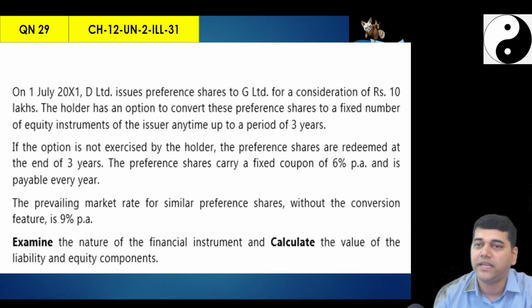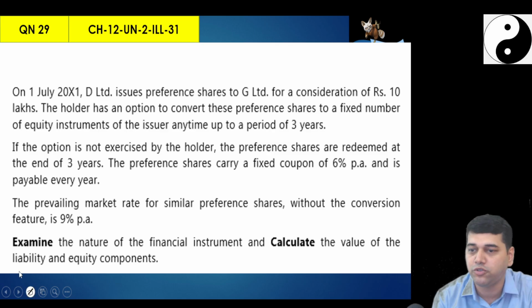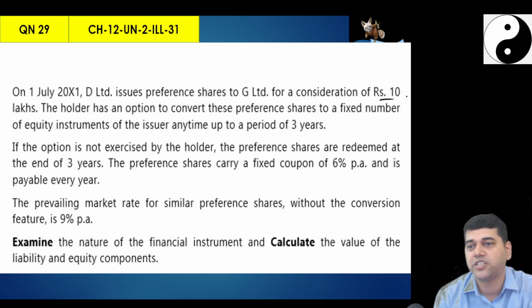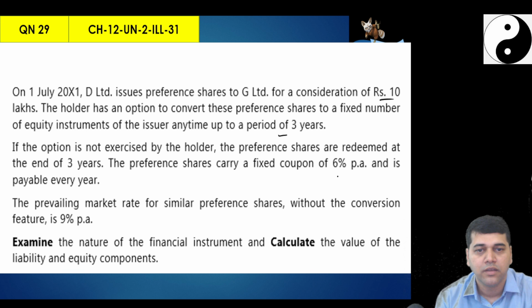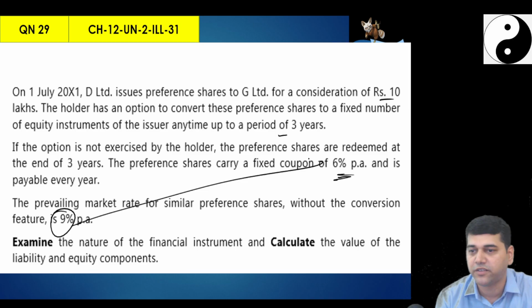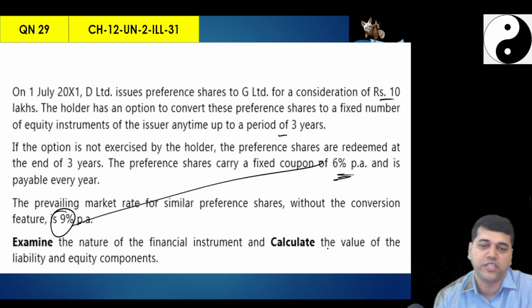So we'll move on to the next question. On 1st of July, D Limited issued preference shares to G Limited for consideration. I think same story. Holder has an option to convert to equity in 3 years. If the option is not exercised, preference shares are redeemed at the end of third year. Coupon 6%. Yes, coupon rate is 6%. Prevailing rate is 9%, so 3% is my difference. Examine the nature of the financial instrument and calculate the value of the equity and liability.